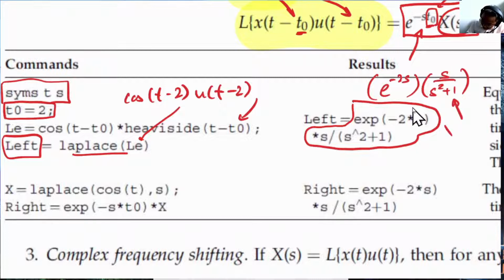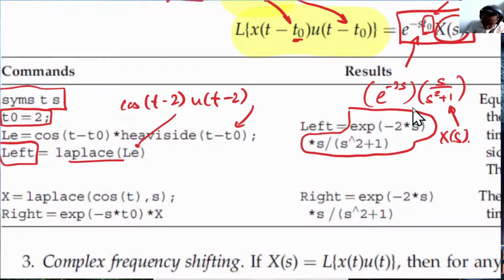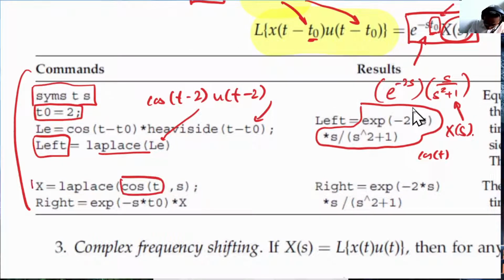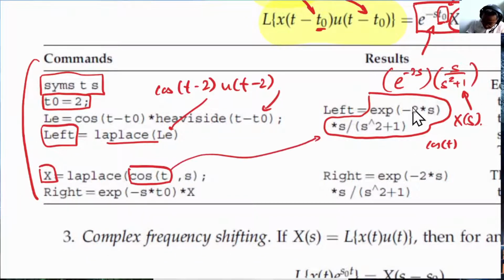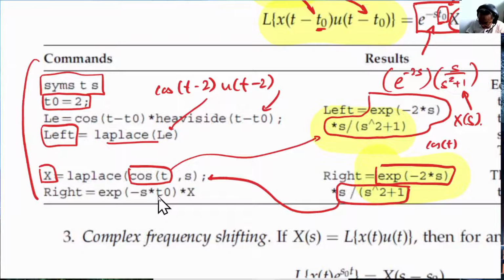This guy would be X of s, which is the Laplace transform of cosine t. And is it true? Well, we insert cosine t, we perform the Laplace transform, and we'll see that indeed this expression here that I highlighted is indeed the Laplace transform of cosine t. What we want to show is that we're going to multiply X by e minus s t0. So in fact, what we have done is e minus 2s multiplied by this guy. So this guy definitely is X of s.